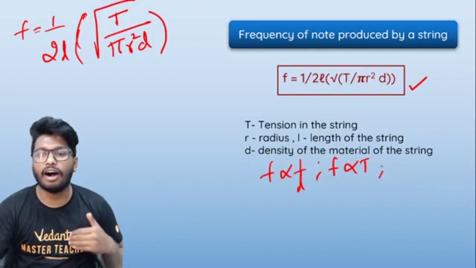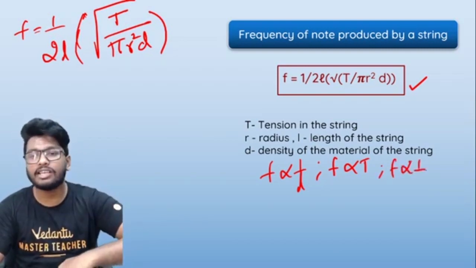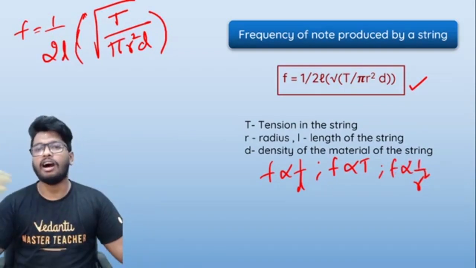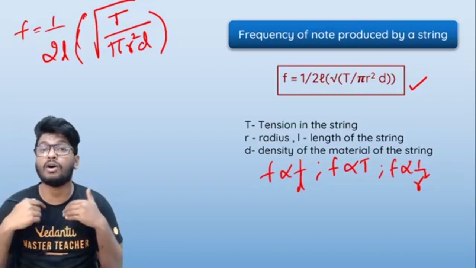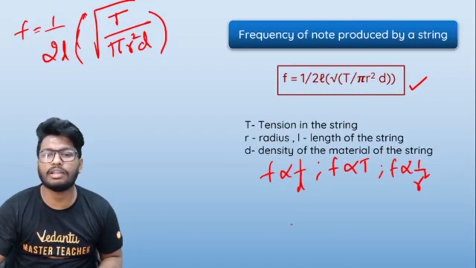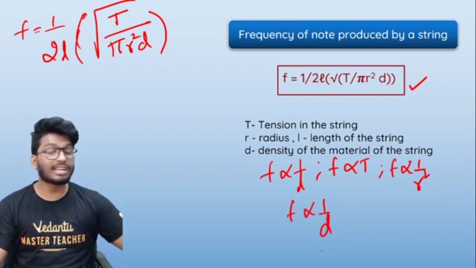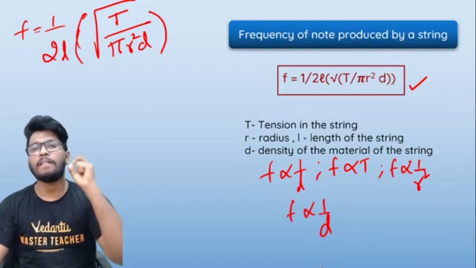In the case of radius, frequency is indirectly proportional to the square of the radius. So again, if you increase the radius, it will decrease 4 times. If you double it, this will become 4 times lesser. So it all depends on that as well. And apart from that, frequency is indirectly proportional to the density of the material as well. So the kind of material that you use, the density of that material is also a factor that it depends on.